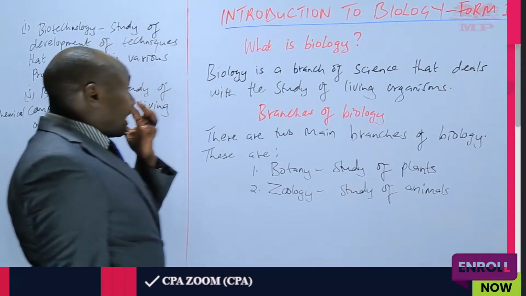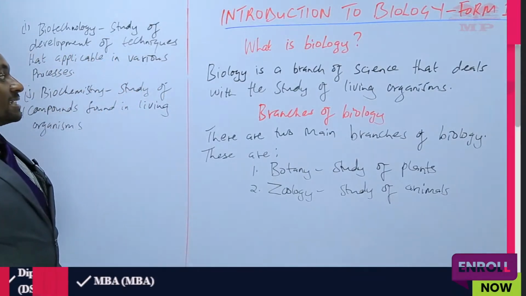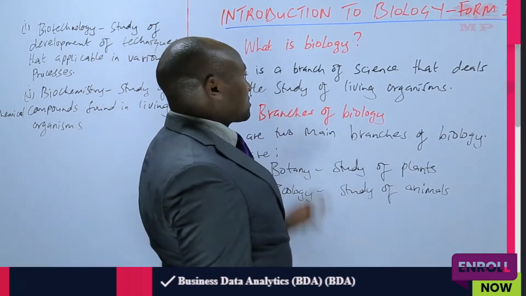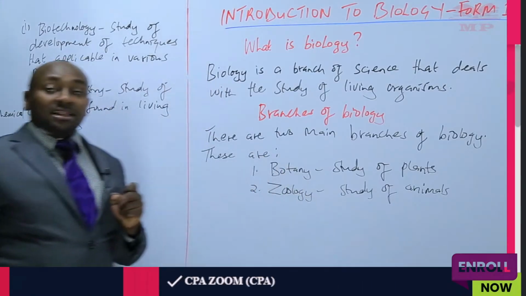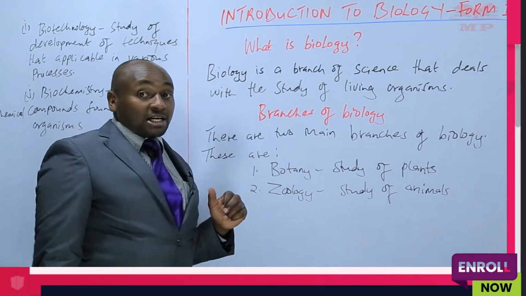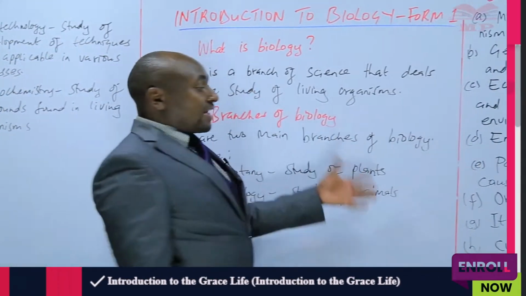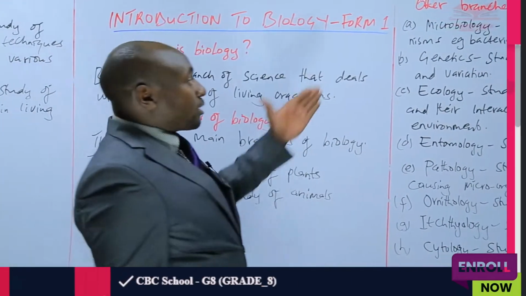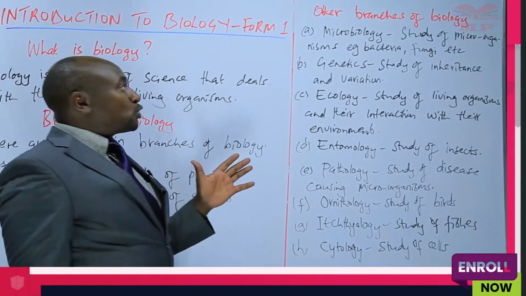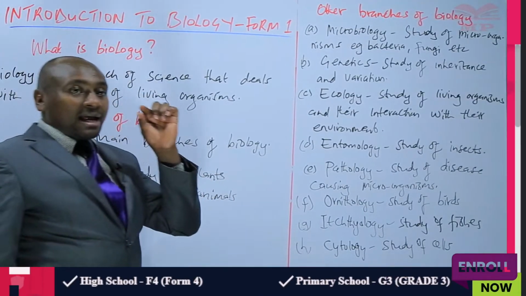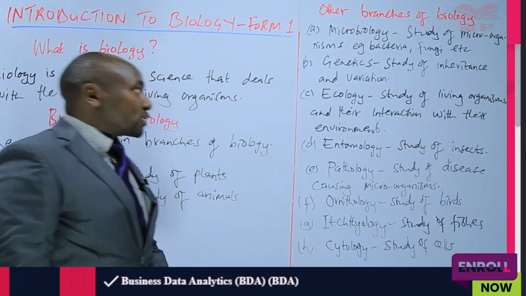So basically what we have done today is to discuss that biology is a branch of science that deals with the study of living organisms. We have seen two main branches of biology, that is botany, the study of plants, and zoology, the study of animals. We have also said that these are not the only branches. There are other branches such as microbiology, study of microorganisms. These are the organisms that are too tiny to be seen with our naked eyes. We can only see them with a microscope, bacteria, and so on and so forth.